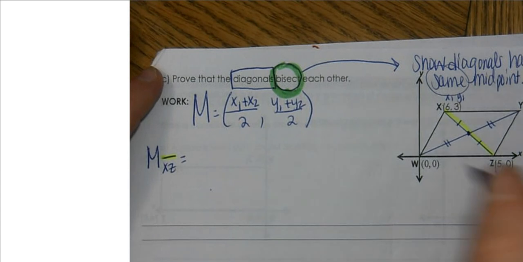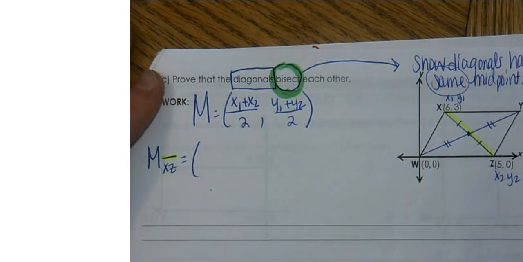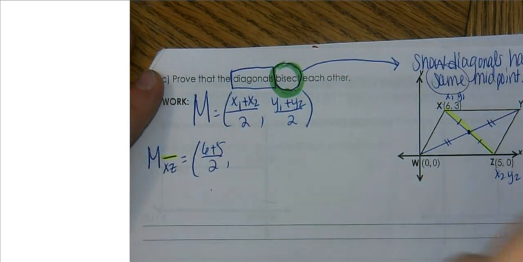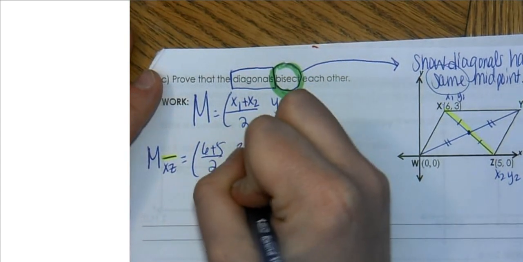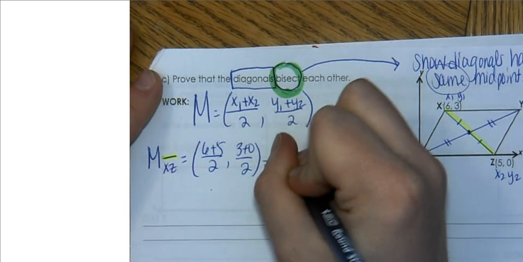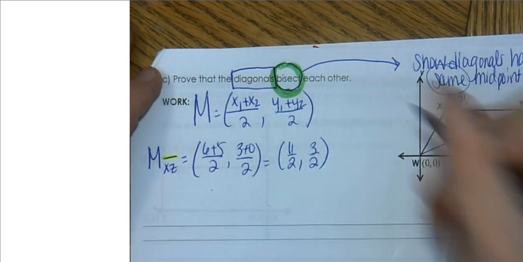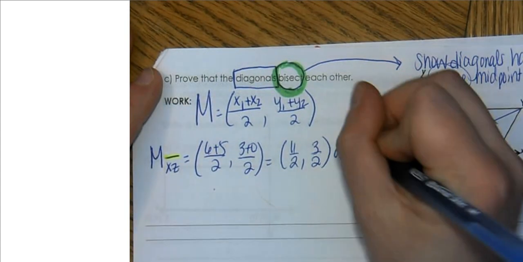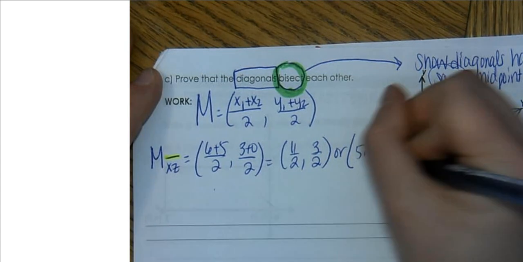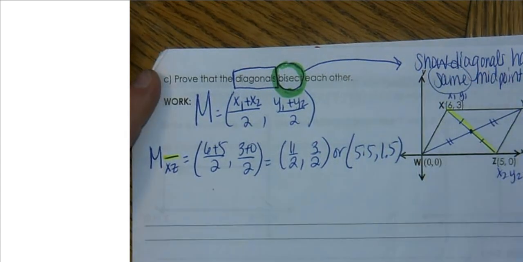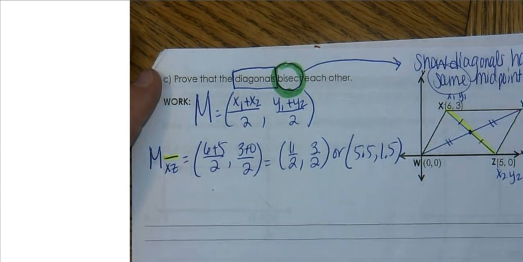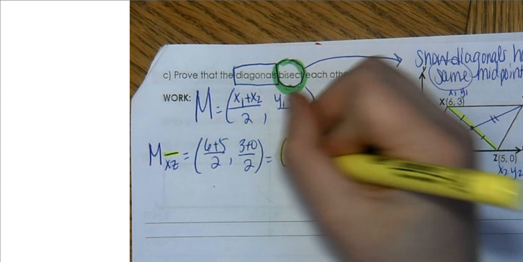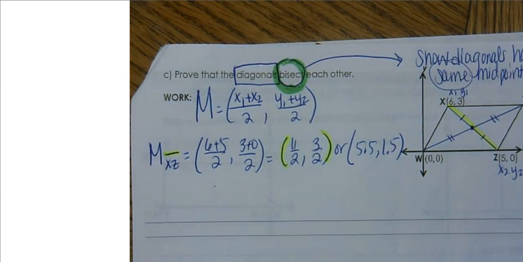So let's go ahead and put these values into the formula. We have 6 plus 5 divided by 2, and 3 plus 0 divided by 2. So this becomes 11 over 2 and 3 over 2. You can leave your answer just like that, or you can write your answer in decimal form, which is 5.5 and 1.5. But preferably, I would prefer it to be in fraction form. That's the way that I would prefer.